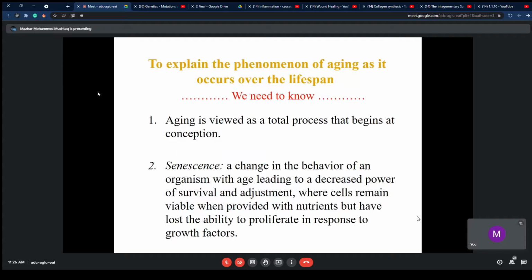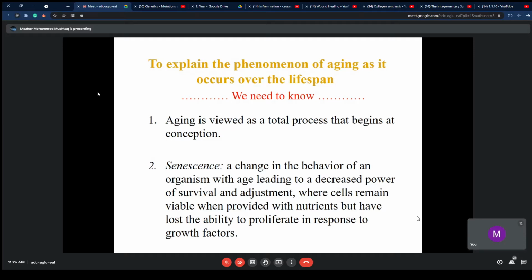So to explain this phenomenon of aging, we need to differentiate two things. First thing is that, as we have said, aging is viewed as a total process that begins at conception. You all know what conception is: when the ovum is fertilized by the sperm cell and gets fixed into the uterus, the aging process begins from there.